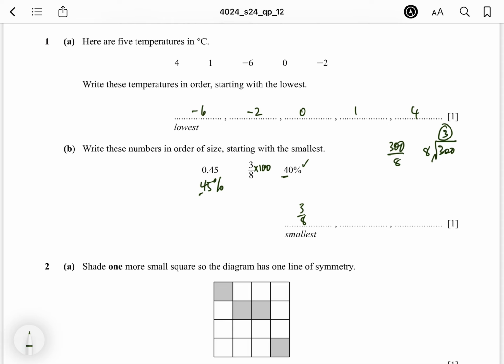So, we know that it starts with 3, so there's no need to waste time finding the actual value of 300 divided by 8. The fact that it starts with the digit 3, you know that's the smallest number, followed by the next one, and you get that 1 mark. So all that process, you can take less than 1 minute to think about it. Okay, so let's be smart about this one.